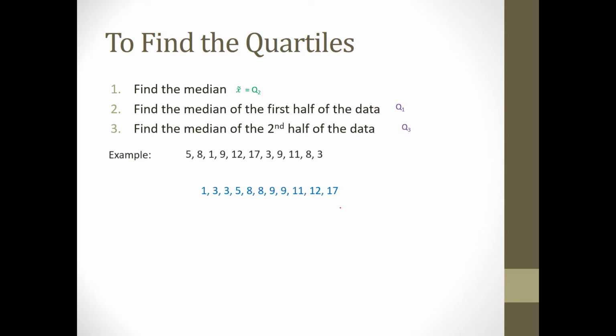Okay, so let's do an example. First thing I have to do is write those numbers in order. I'm going to find the middle. So the 8 is my median. And now I'm going to go from the beginning and the end and find the first quartile. And then I'm going to do the same thing over here, cross off. And then I've got that 11 as my quartile 3.